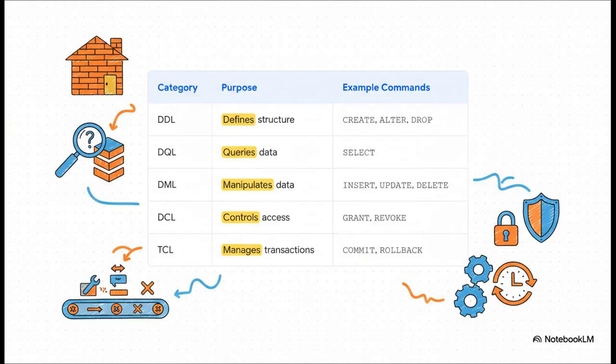And SQL commands fit into just a few simple categories. Think of DDL as your construction kit. It lets you define the structure with commands like create table. DQL is for asking questions. That's your select statement. And DML lets you actually mess with the data itself. Insert new stuff, update old stuff, and delete things. It's like a simple toolkit of verbs for anything you'd ever want to do.